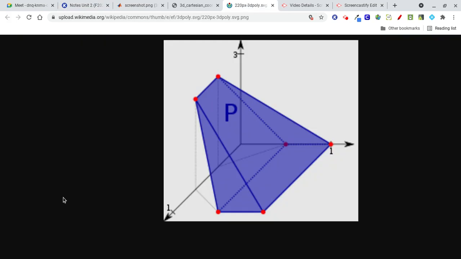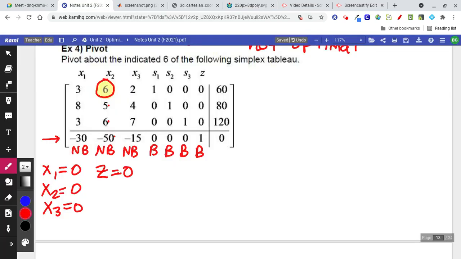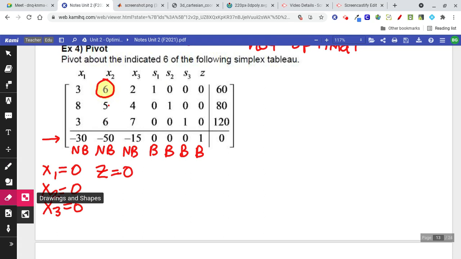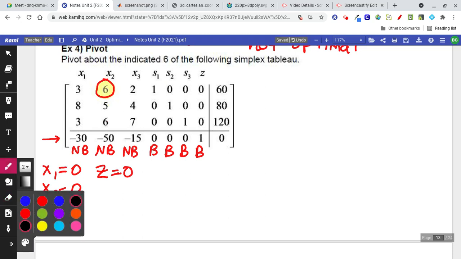If you look at this shaded region, that's one of the corners of the shaded region, but it just so happens that it's not the optimal solution for the problem. So we have to do this thing called the pivot. And the pivot is going to involve knocking out these numbers.